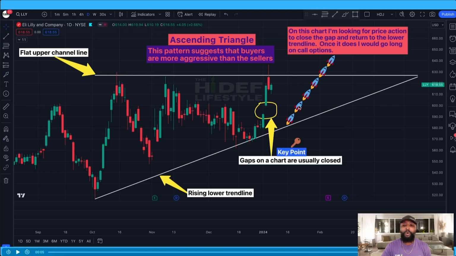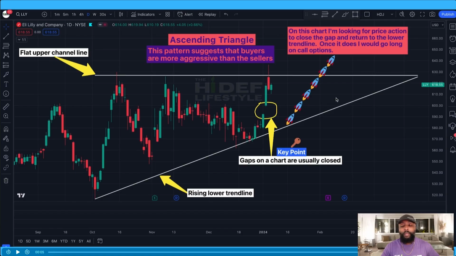Okay, so at this point, I'm looking to take call positions anytime price action comes and touches this rising lower trend line. I'm not looking to buy in the middle. The safer entry will always be when price action touches this rising lower trend line. That's going to be your safest play.